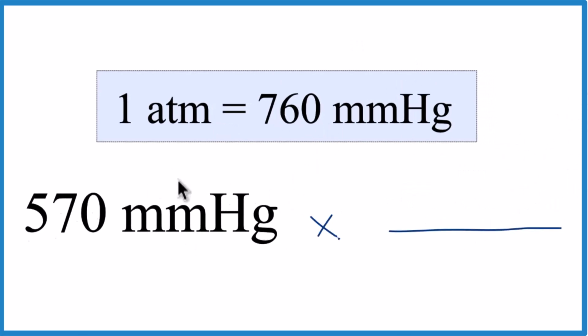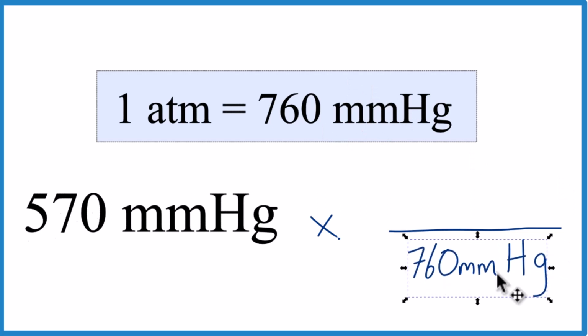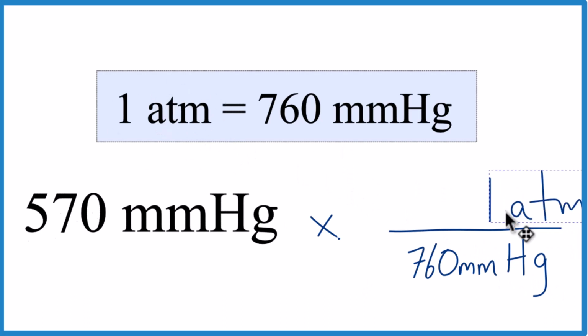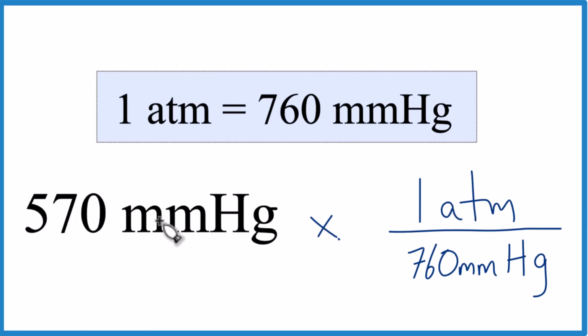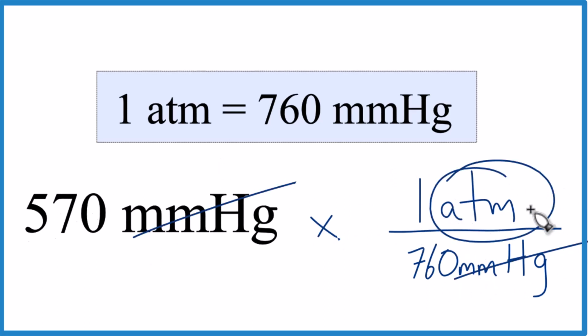So we want millimeters of mercury to cancel out. So we're going to put the 760 millimeters of mercury down here in the denominator. That way it'll cancel out. And we want to end up with atmospheres. So we'll put 1 atmosphere here in the numerator. Now, when we multiply by our conversion factor here, millimeters of mercury on top and bottom, they're gone. We're left with atmospheres, and that's what we wanted.